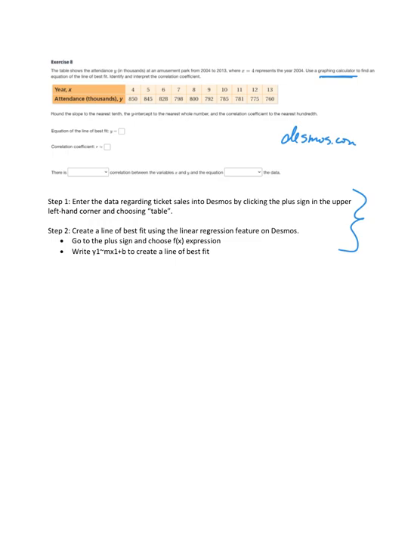You're going to enter the data regarding ticket sales into Desmos by clicking on that plus sign and choosing table. You're going to enter your data, and then you're going to create a line of best fit by writing in this equation. Remember, you're going to do y1, use that little tilde sign, and then mx1 plus b. It's going to tell you the equation of the line of best fit. It'll tell you what the slope is, what the y-intercept is, what the correlation coefficient is.